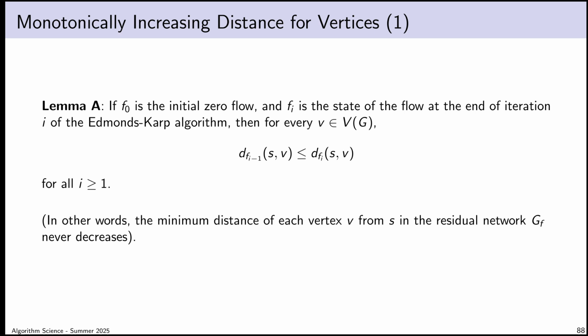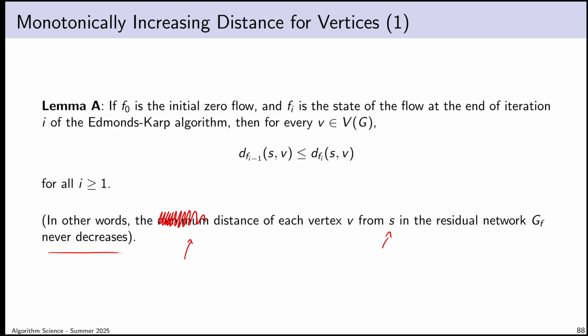Okay, so lemma A. Now, lemma A is a formalization of fact 1. Fact 1 is the statement that the distance of each vertex V from the source vertex S in the residual network never decreases as the algorithm proceeds. Now, I have to write that out formally.